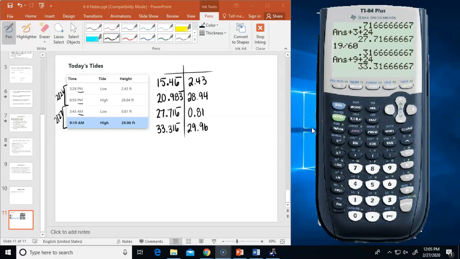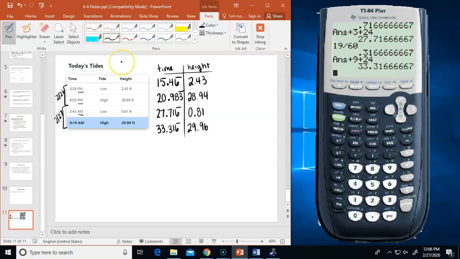This is our time, and this is our height. Okay, so hopefully everything is going to work correctly. We don't have a lot of data points, but I think 4 will be enough. Now, if we really wanted to be accurate, we could go back and use a lot of other data points.